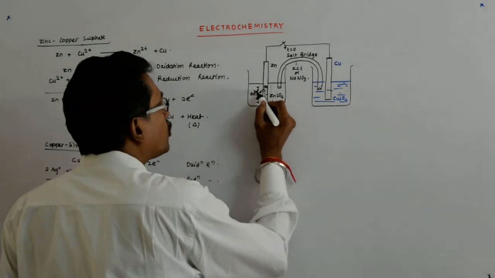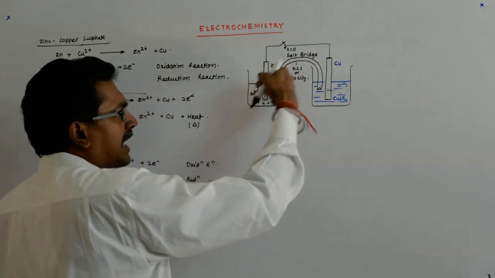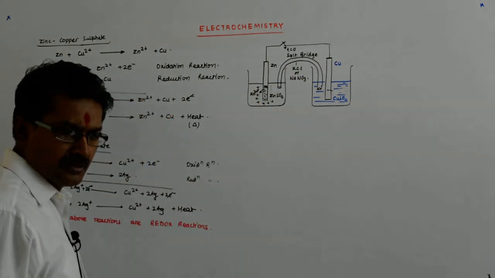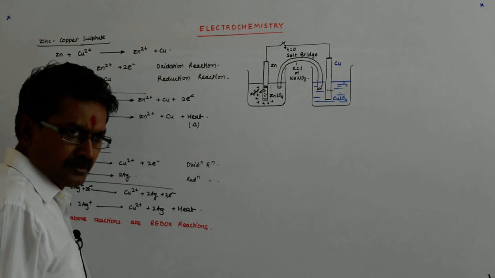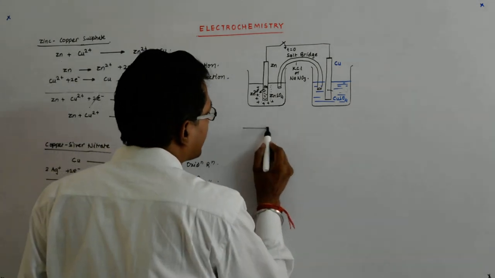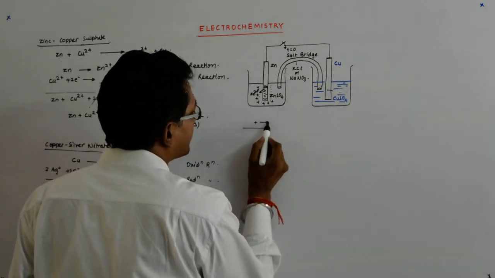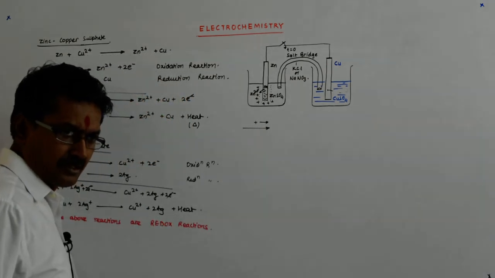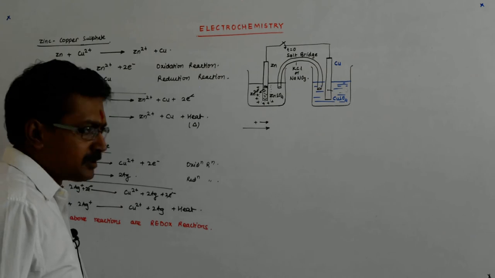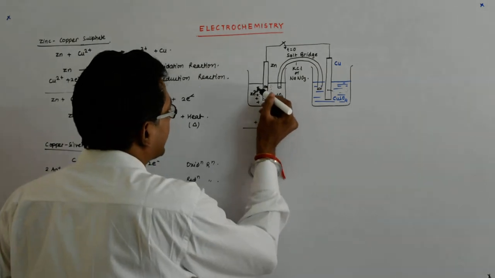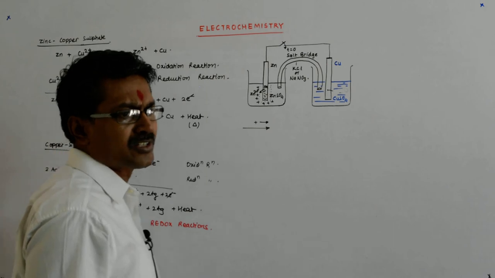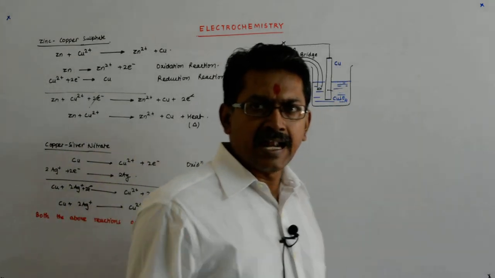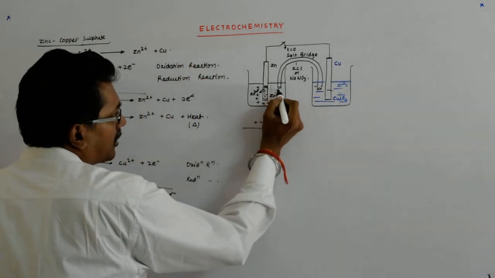Now Zn2 plus will not be able to travel in that direction. Why? Because if I have a field like this, the positive charges experience a force in the direction of the field. Correct? So this positive buildup here has to be neutralized. And that is what is done by this salt bridge.